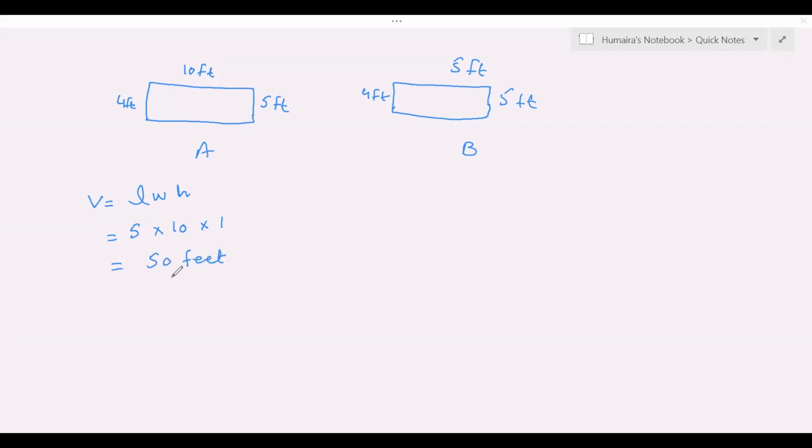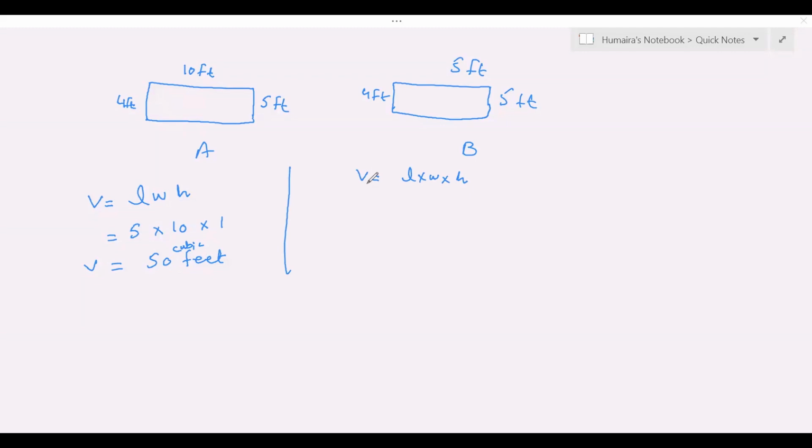It's cubic feet, cubic, because we are talking about volume. Now, since the same amount of water is poured into tank B, we will again choose V equals L times W times H. So 50 cubic feet.